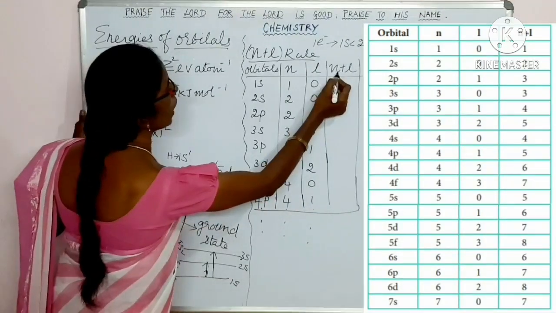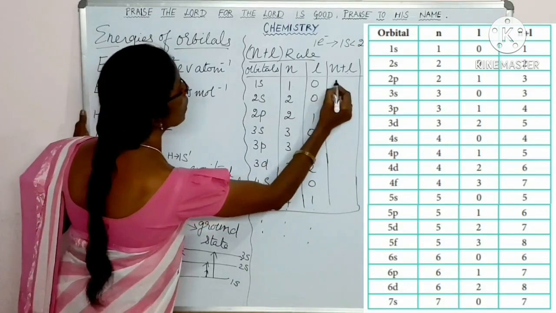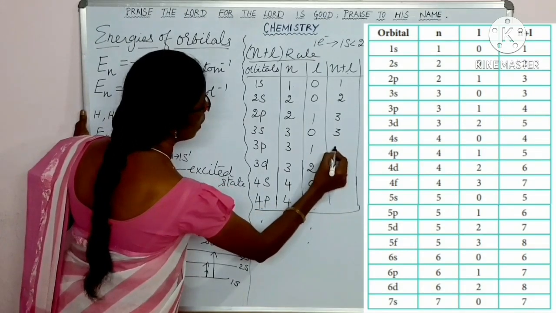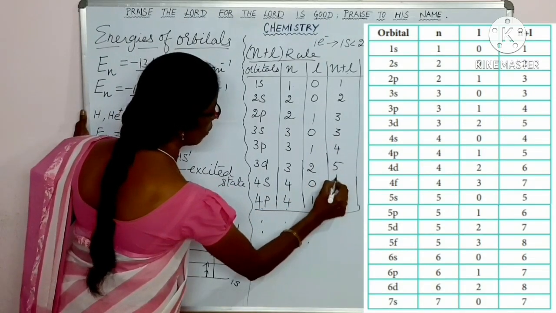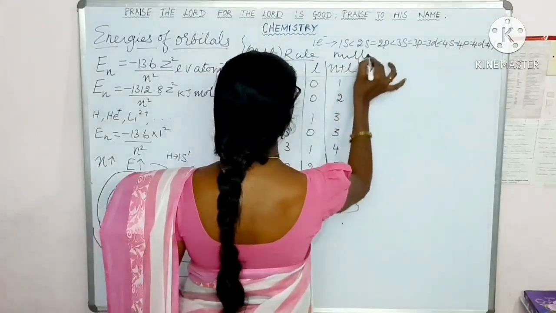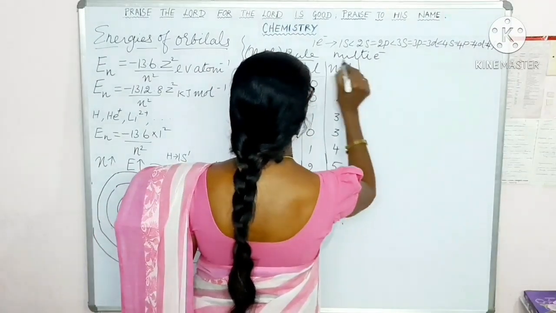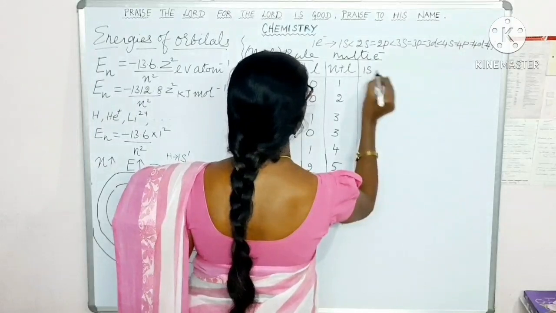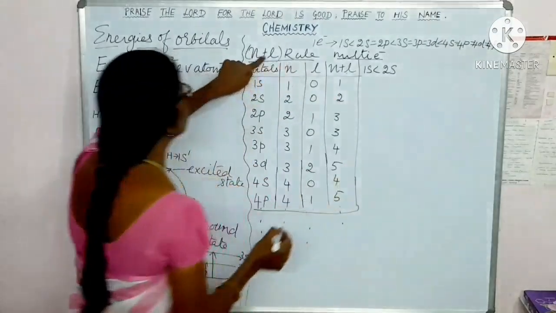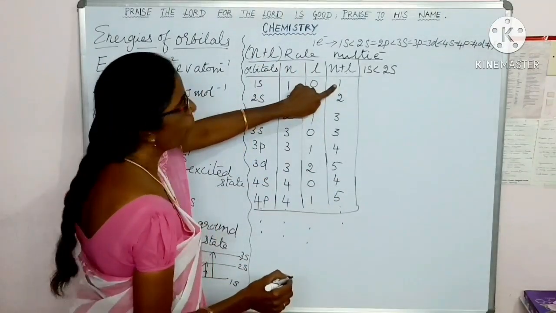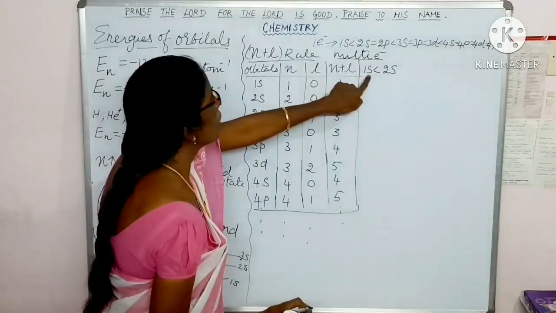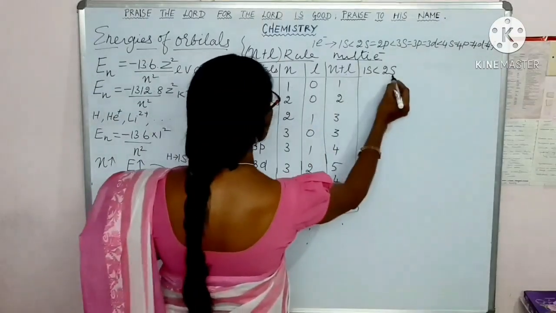Now you can add up and tell me the n plus L value. 1 plus 0, 1. Here it is 2. Here it is 3. Here also 3. Here 4. Here 5. 4. 5, etc. So for a multi-electron system, we can write the energy levels. First one is 1s, then 2s, because this rule says the lower the n plus L value for an orbital, the lower is its energy. So 1s, then 2s.